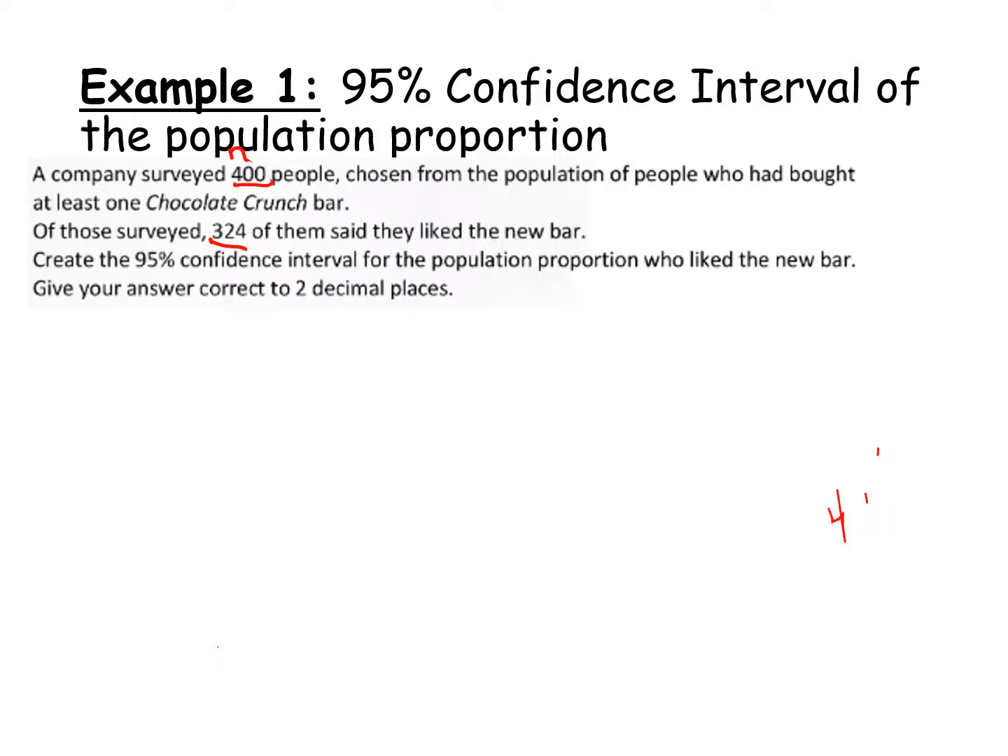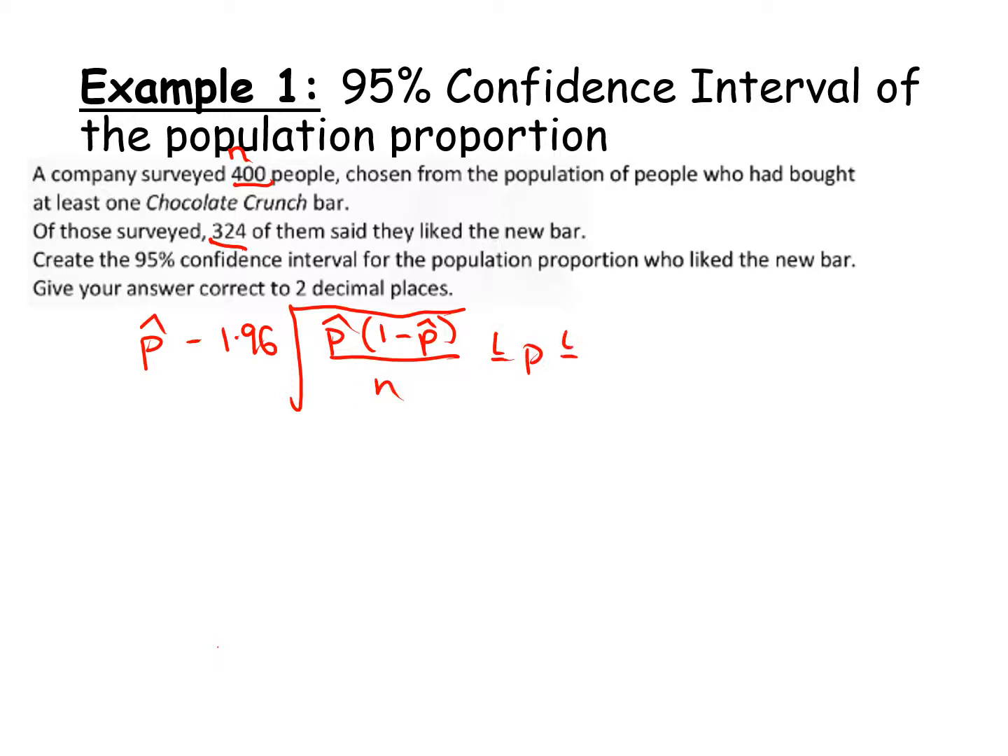Okay, so I'm going to start with my formula, because if I write down my formula, at least I know where I'm going. So I have p hat minus 1.96 because we're in 95% confidence, times the standard error of the proportion, the square root of p hat times 1 minus p hat all over n, less than or equal to p, less than or equal to p hat plus 1.96 square root of p hat times 1 minus p hat over n. Now the 1.96 is multiplied by that standard error of the proportion.